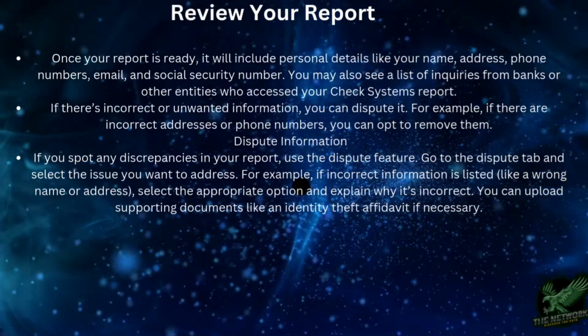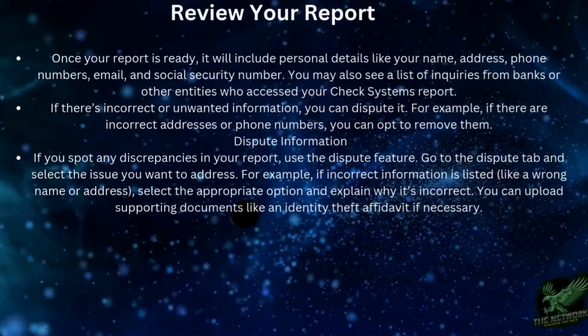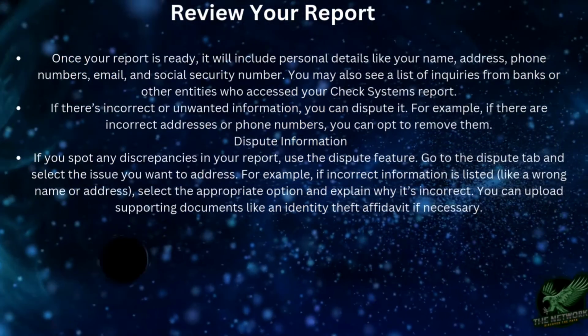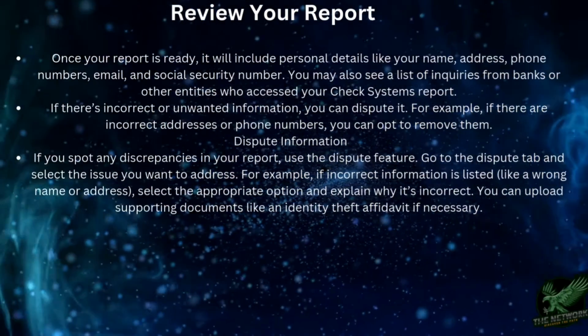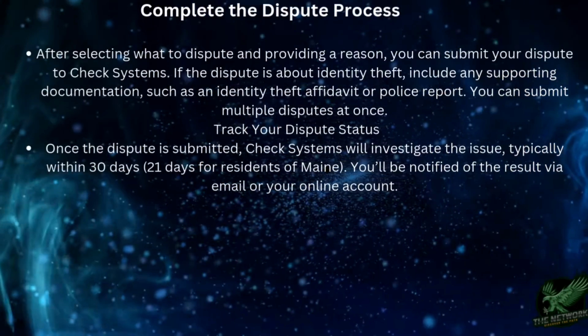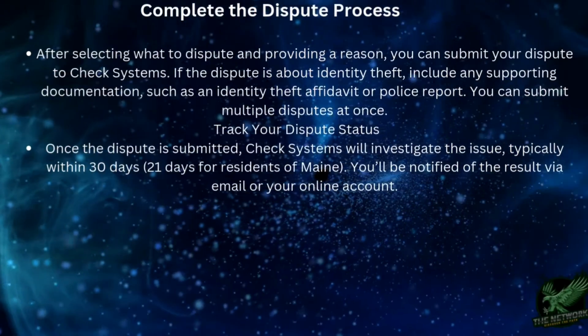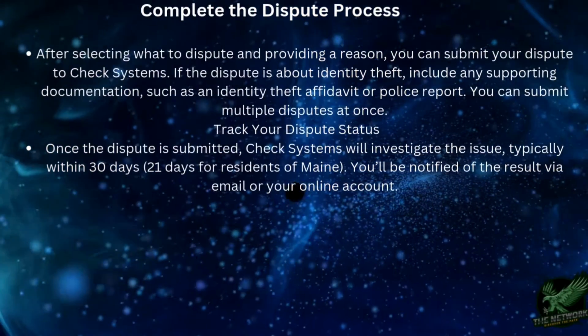And then you're going to go to identitytheft.gov to create an affidavit, and we'll talk more about that in the future. We've also talked about how you can do the same thing with your credit, so we'll get into that a little bit later. Complete the dispute process. After selecting what to dispute and providing a reason, you can submit your dispute to ChexSystems.